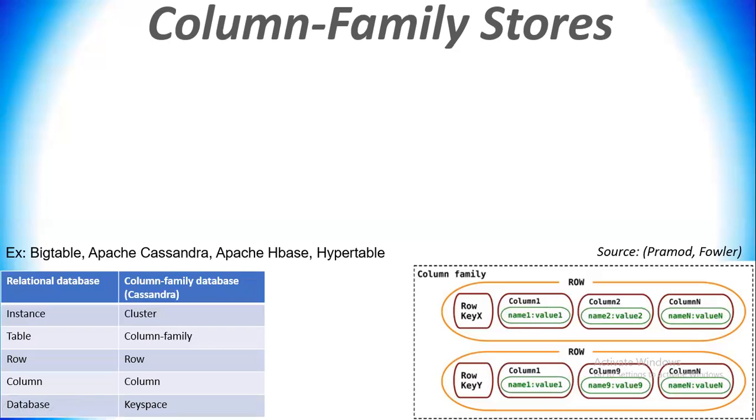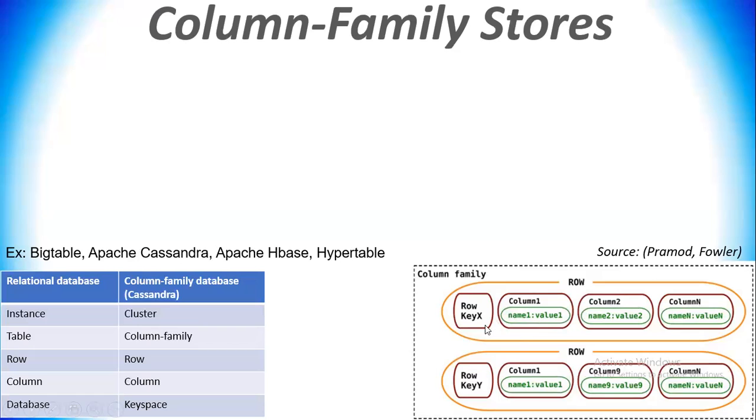That means as the value of a given column, it can have other name value pairs. So name value pairs can be embedded within a given column. So those are known as super columns. So those are the differences.